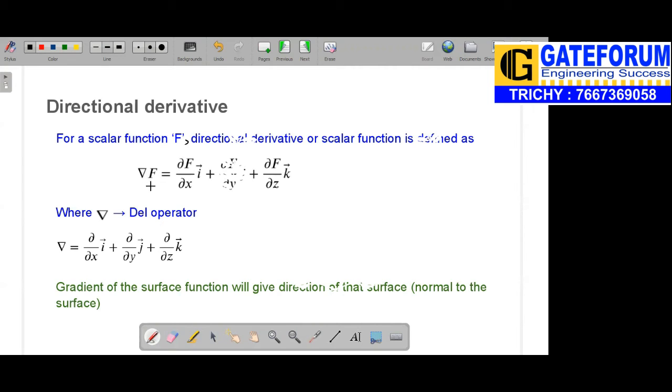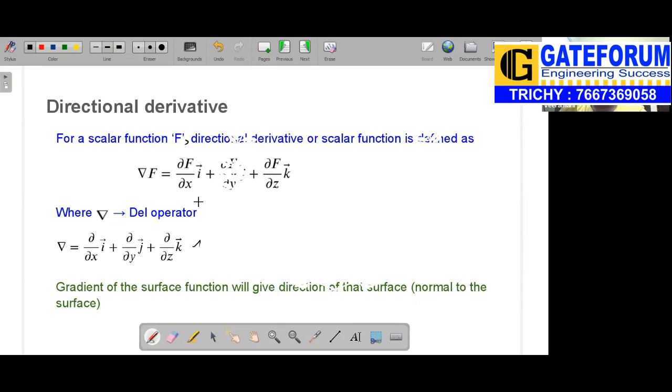So ∂f/∂x. How to find del f? It is equal to ∂f/∂x times i vector plus ∂f/∂y times j vector plus ∂f/∂z times k vector. Okay fine. Here del, we call it a del operator. So the del itself is defined as ∂/∂x of i vector plus ∂/∂y of j vector plus ∂/∂z of k vector. So del has been defined this way.